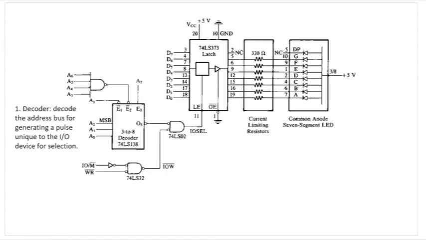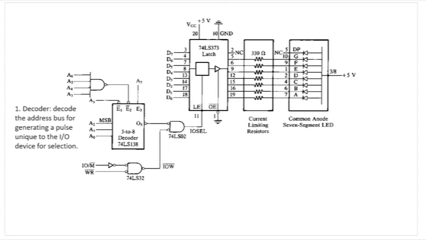Now to see the complete configuration of this LED device, this is your complete configuration. In addition to the 7-segment LED that we have here, we have 3 more devices: a decoder 74LS138, an AND gate 74LS32, and a latch 74LS373. Why are these used? The decoder basically decodes the address bus, because using the output instruction we want to interface the IO device.